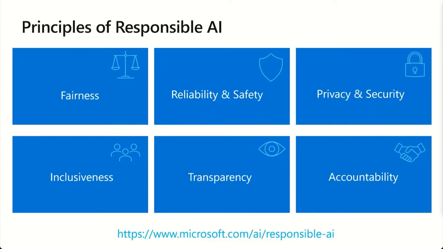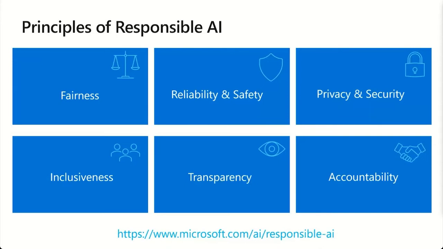Inclusiveness, yes. All AI systems should empower everyone and engage people. AI should bring benefits to all people of society, right? Regardless of physical ability, gender, sexual orientation, ethnicity, or any other factor. It should empower everyone. Transparency. AI systems should be understandable. You should be made fully aware of the purpose of the system, how it works, and what limitations may be expected. And last but not least, accountability, because people should be held accountable for AI systems, right?